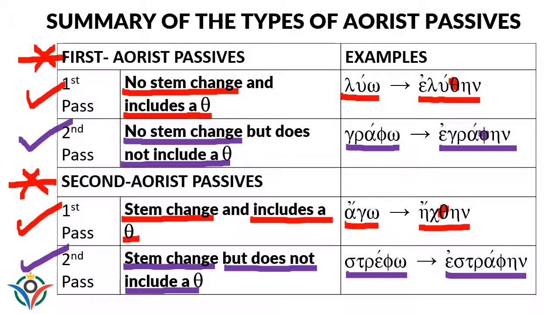So there's a stem change and the theta has been replaced by the phi. This table, this methodology has really helped me to learn and to understand the differences between the different types of aorist passives. I think if you can just remember that when you talk about a first aorist, there's no stem change. When you speak about the second aorist, there is a stem change, and then you need to ask yourself, is there the presence or the omission of the theta? And if you can do that, I believe you'll be A for away.